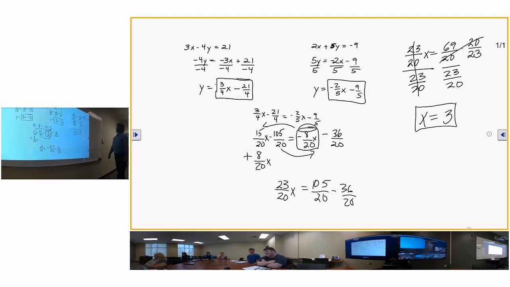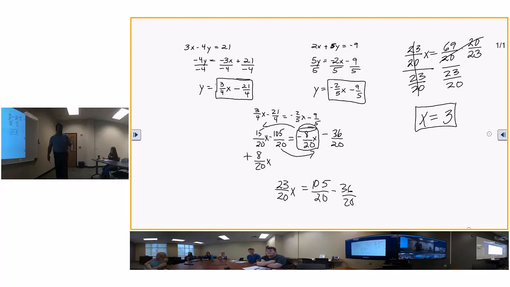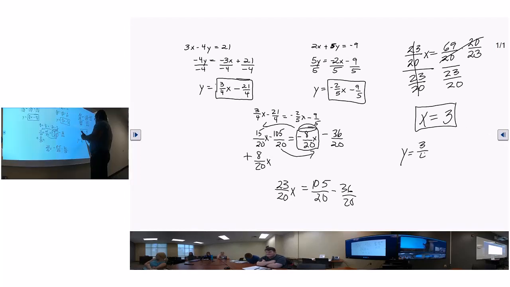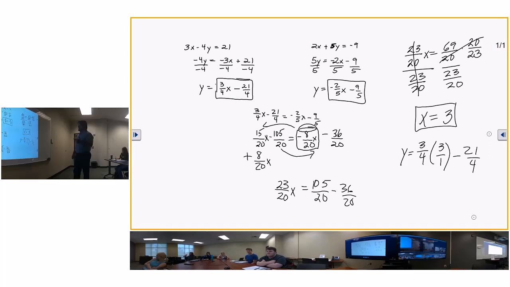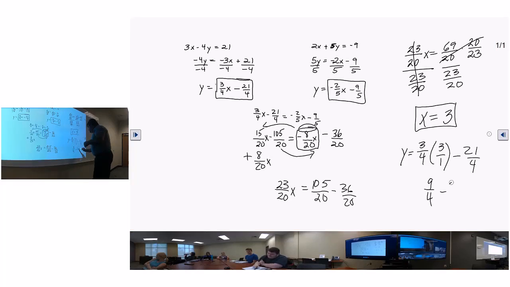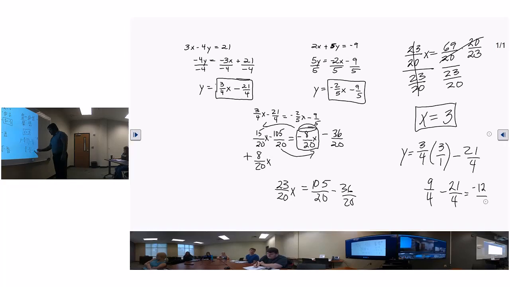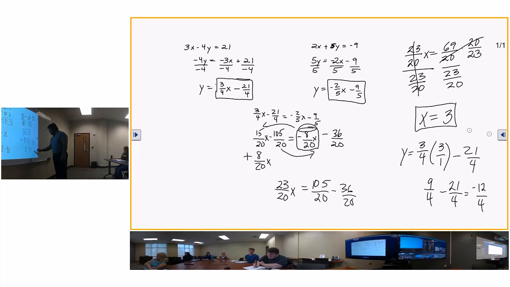Now we take that 3 and do what? BS our way back, right? Back substitute. Y'all thought of something else, didn't you? Y is equal to 3/4 times 3 over 1 minus 21/4. 3 times 3 is 9. 9 over 4 minus 21 over 4. What's 9 minus 21? Negative 12. Negative 12 over 4 is what? Negative 3. It's a miracle.